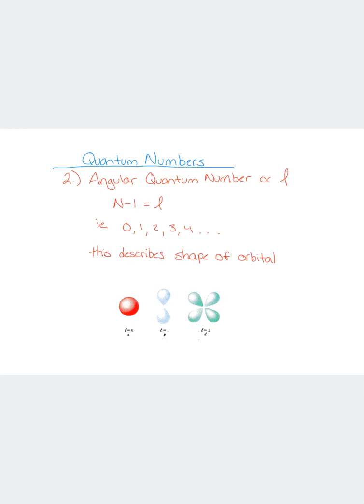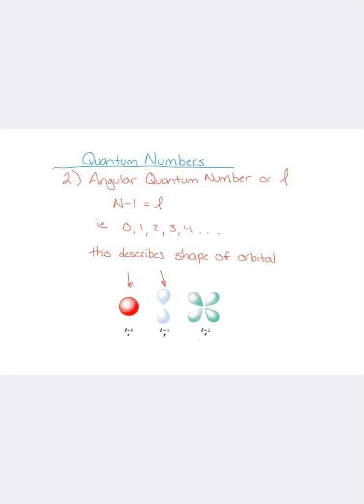And this number is going to describe the shape of the orbital. So if we had an n of 1, then we would have an L of 0, which would give us a spherical shape, as seen here. For an n of 2 and an L of 1, we would then get a dumbbell shape.